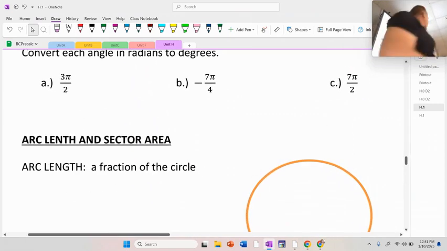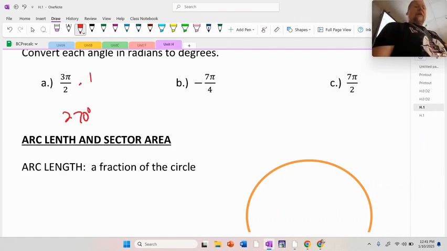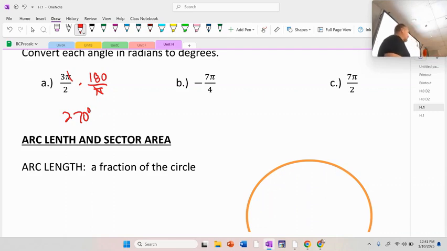Hey, what's 3 pi over 2 end up becoming? What is 3 pi over 2? How many degrees? Look at your circle. 270. All right. Well, guess what happens when I take 180 divided by pi and multiply this? The pi's cancel, and 3/2 of 180 is 270, right? So look at the circle. Now we're doing our conversions.